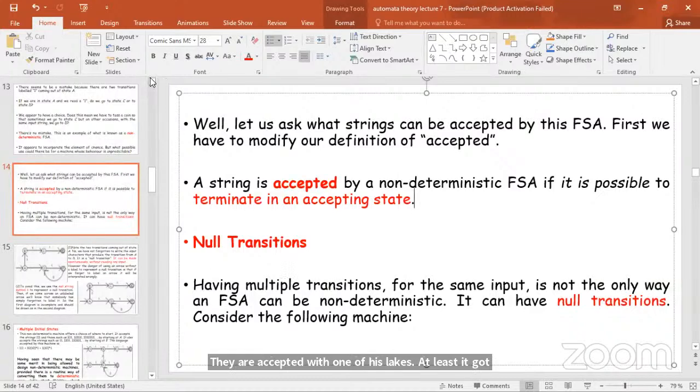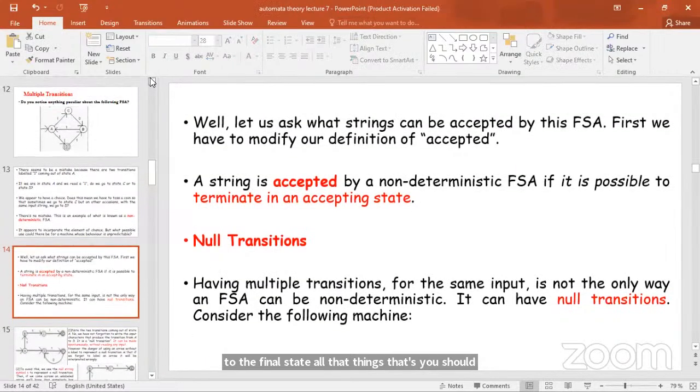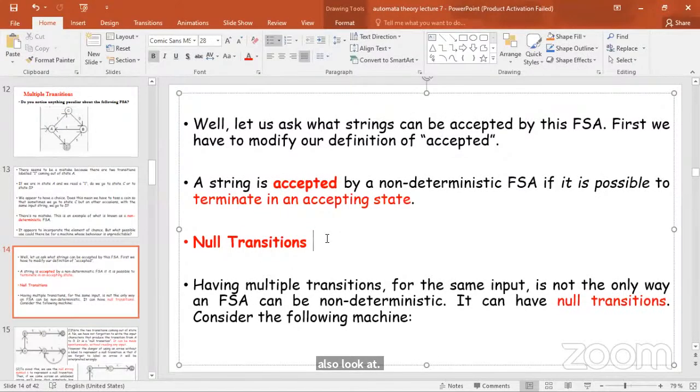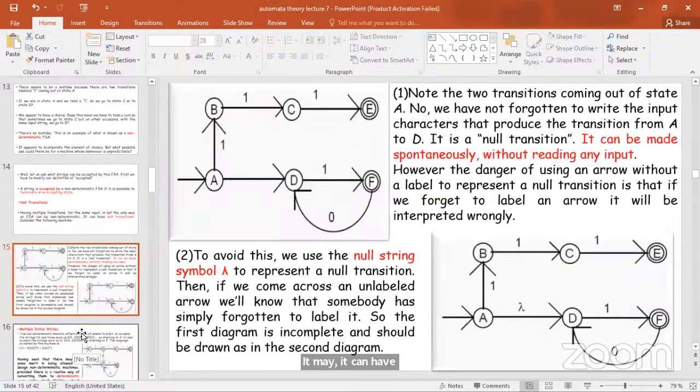Other things that you should also look at is the null transition. Now we're still going to reiterate what we encountered the other time. Having multiple transitions for the same input is not the only way an FSA can be non-deterministic. It can have a null transition. Now consider the following FSA.